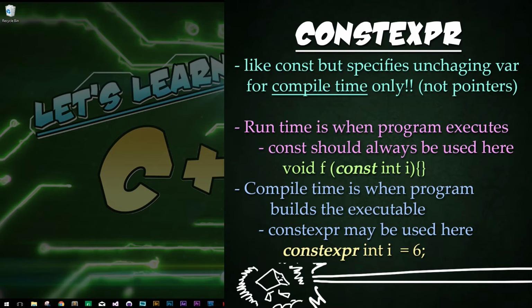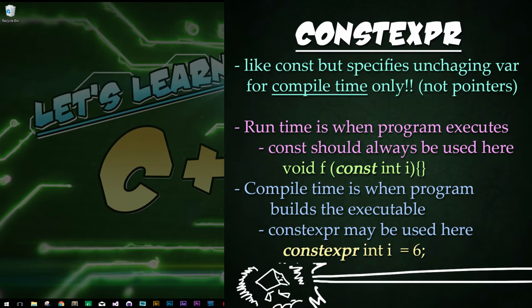Cool. And now I'd like to talk about compile time versus runtime. So compile time is when you're compiling and building the program to run. Runtime is when it actually runs and executes line by line. Now runtime, when the program's actually running, is typically where you're going to be placing const, the keyword that we just learned.